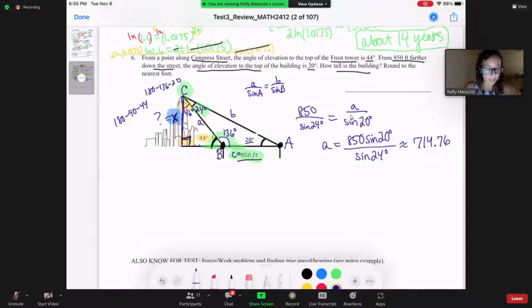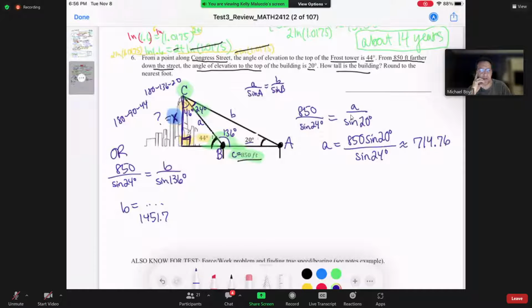So let me just recap. We should get around the same answer. Jakob, let me know if we don't, but you could do this, B over sine of 136 degrees, right? And you would solve for little b, and Jakob is saying he got 1451. It's like the hypotenuse of the big triangle. Exactly. And so it's the hypotenuse of this. And I forgot we have the angles. I don't know why I wasn't thinking that.